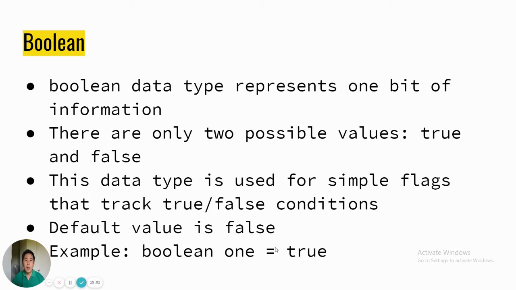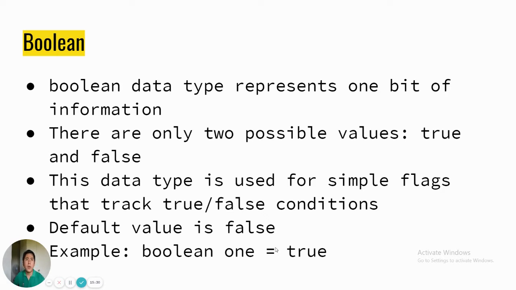So now guys, let's talk about Boolean. So Boolean data type, it represents one bit of information. It just tells us if the value is true or false. Okay, so if we declare Boolean, the only values that you can put in Boolean are true or false. So there are two choices. So this data type is used for simple flags that track true or false condition.